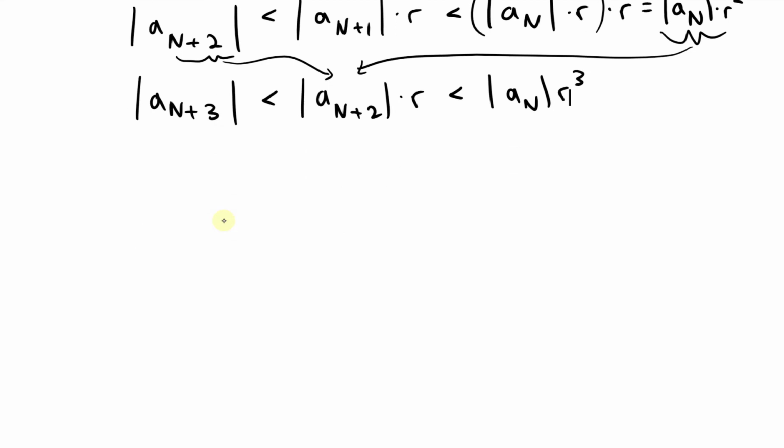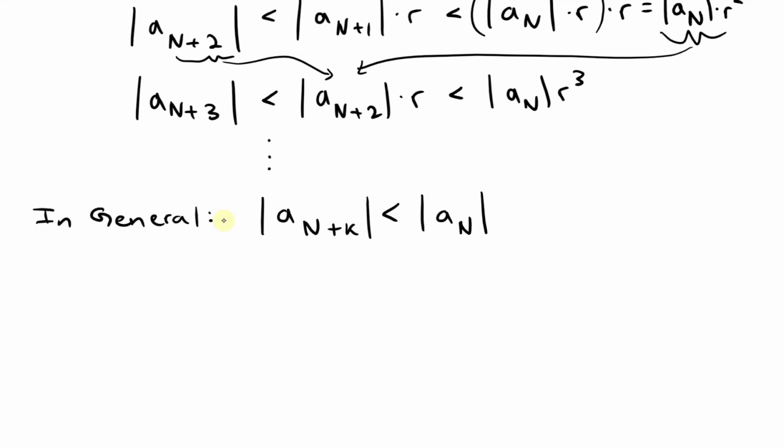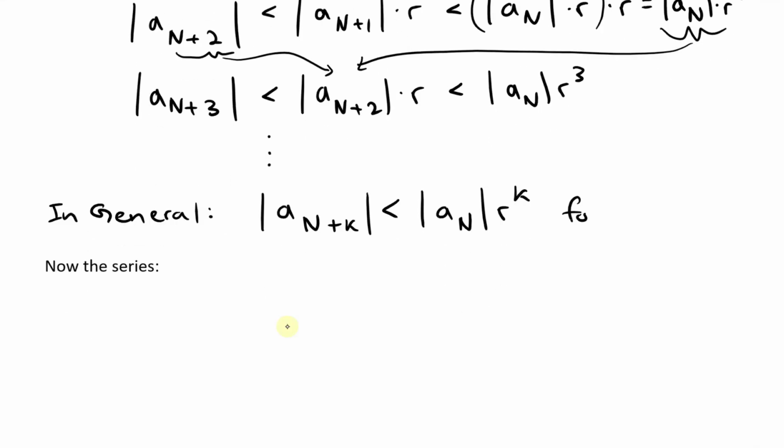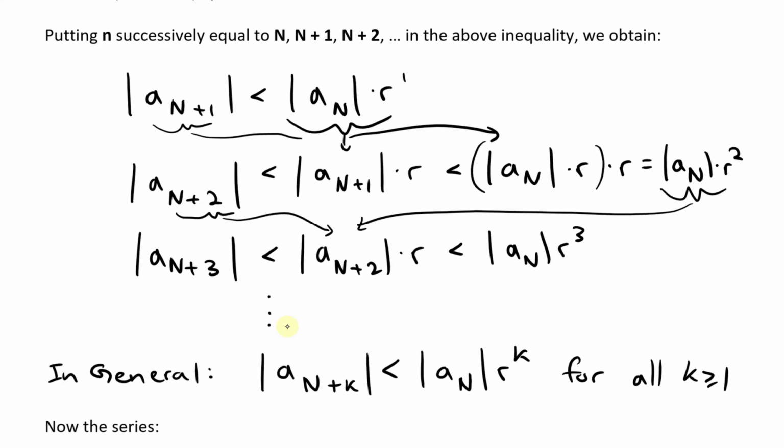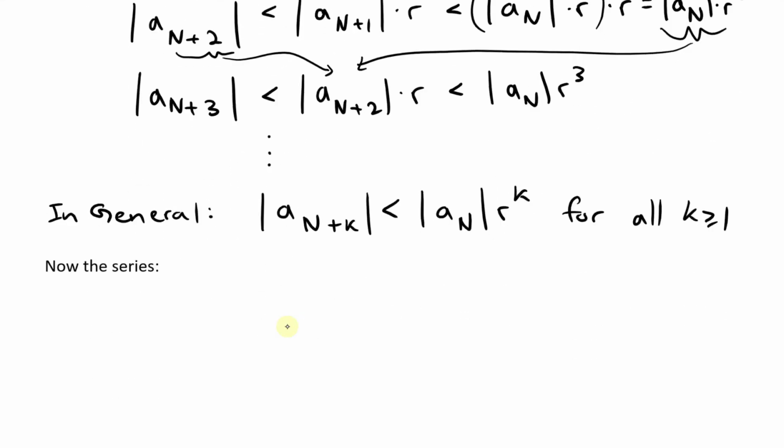And then keep going on and on, dot, dot, dot, and then we get, in general, a capital N plus K, the absolute value of it, is going to be less than, and then we just write this all the way down to the right side there, so this is going to be absolute value of a capital N times R to the K, like that. And I also just forgot to write, for all K greater than or equal to 1. So yes, we have K equal to 1 there, then 2, 3, 4, and it keeps going on and on. So that's what we have.